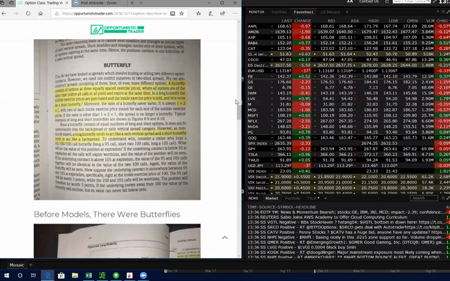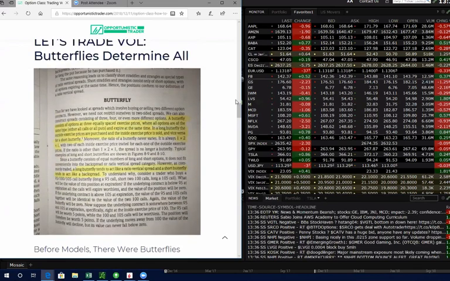Butterflies determine all. Okay, now just to read the words, because this is all going to come back to Tom in a second. A butterfly, you can read that on your own time. Basically, what a butterfly is, forgetting direction for the moment, I'm going to make a fictitious market up. We'll trade the S&P, but it's trading 100.